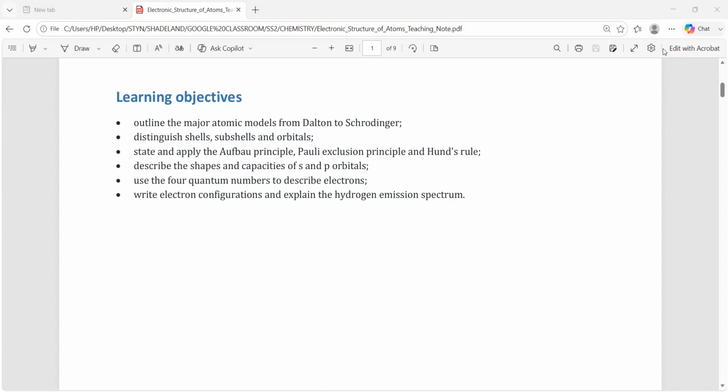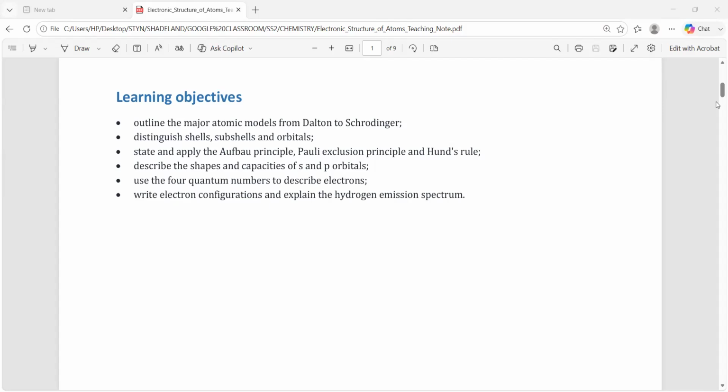All right, and I believe that before we close for today, you would have picked up all these. Then you should be able to state and apply the Aufbau principle, the Pauli exclusion principle, and the Hund's rule of maximum multiplicity. These are three rules that actually guide how electrons are arranged in an atom. Okay, how electrons go into an atom. Then describe these shapes and capacities of S and P orbitals, shape and capacity.